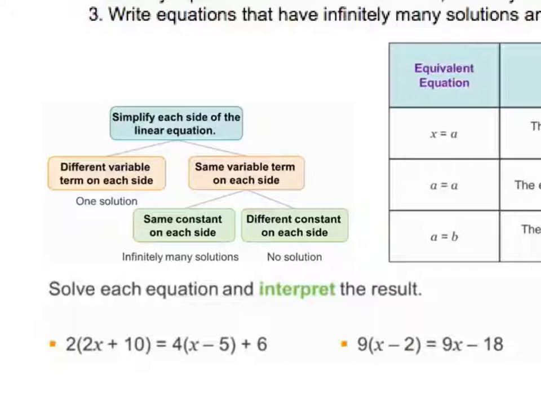When we identify these different types of solutions, we solve or simplify each side of a linear equation. If we see that we have a different variable term on each side, we have one solution. If we have the same variable term on each side, then we have two options. If the same constant, we have infinitely many solutions. If we have a different constant, we have no solutions. I'll tell you what that looks like.